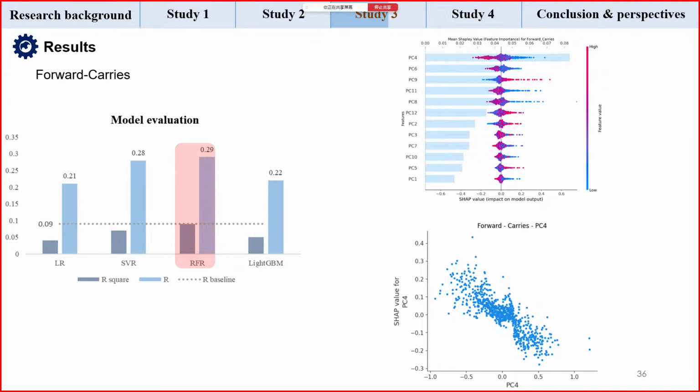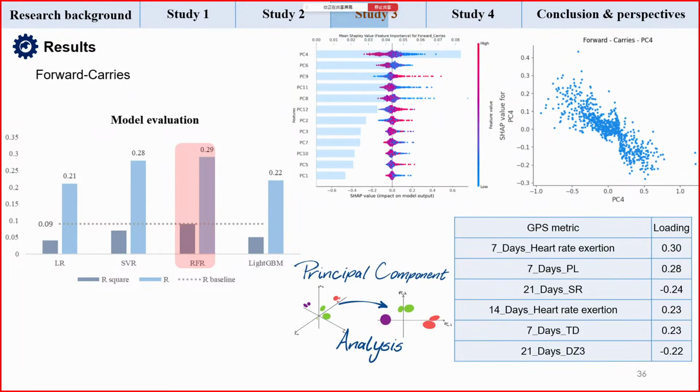According to SHAP analysis, PC4 was the most important feature, and as PC4 increases, the number of carries decreases. To understand what PC4 represents, we traced back to the PCA results and found that the GPS metrics with the highest loading on PC4 include 7-day heart rate exertion, 7-day player load, and 21-day sprint running distance. Therefore, if coaches want the players to perform more carries in matches, they need to reduce the PC4 value.